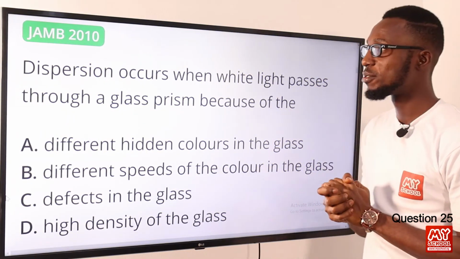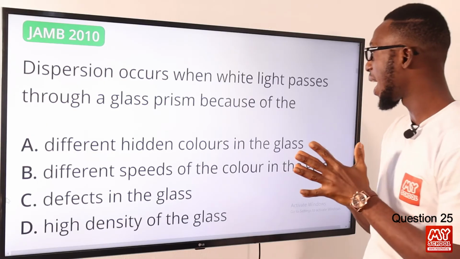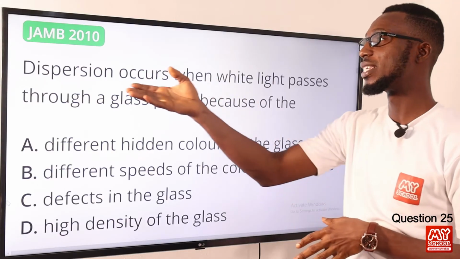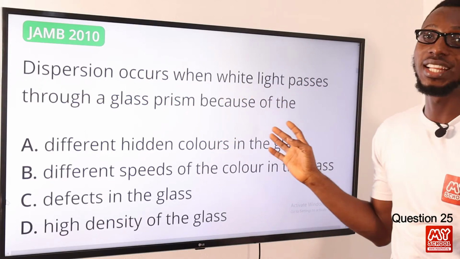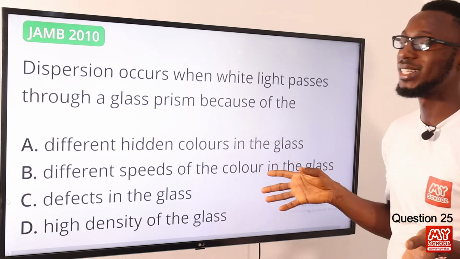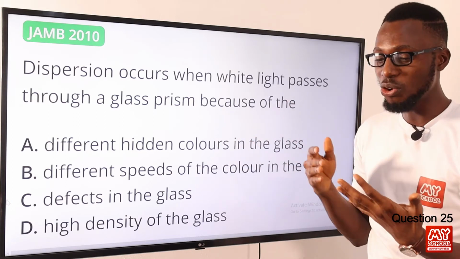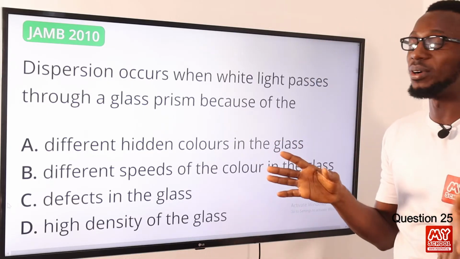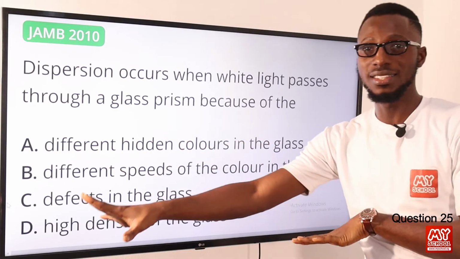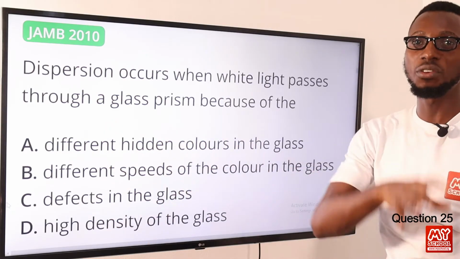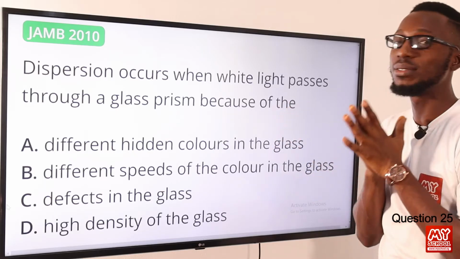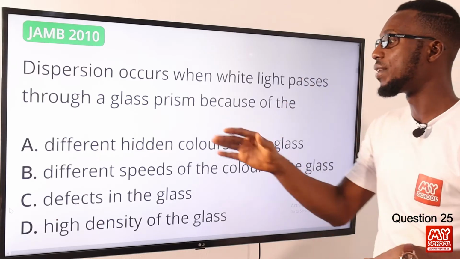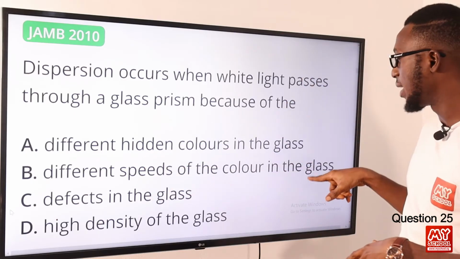Question 25. Dispersion occurs when white light passes through a glass prism because of the what? This is a phenomenon whereby white light is separated into its component colors, and that is ROYGBIV: your red, orange, yellow, green, blue, indigo, and violet. This is based on the concept of their different wavelengths and frequencies. So this put together will tell us confidently that we are talking about dispersion because of their different speeds in a medium like the glass.